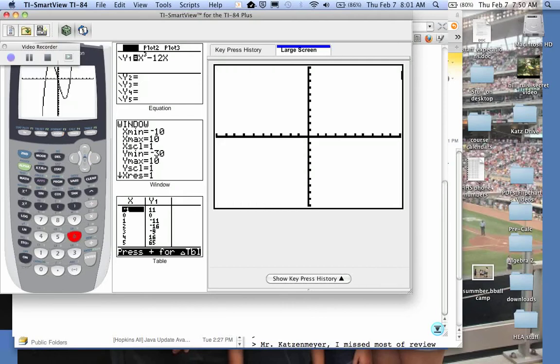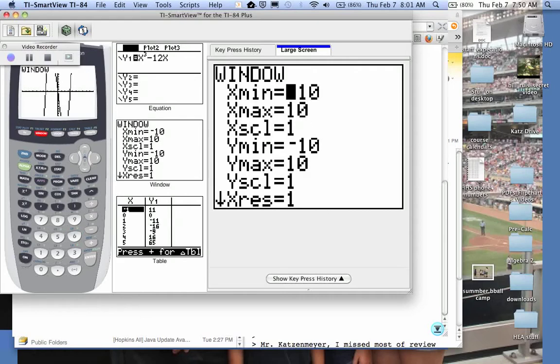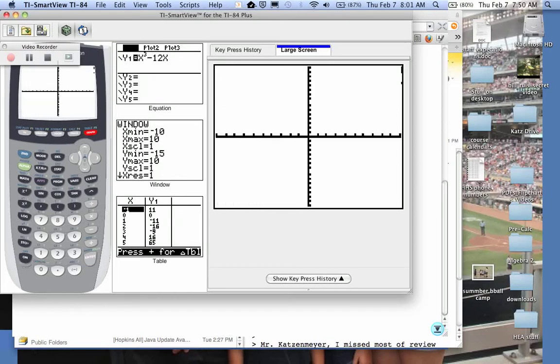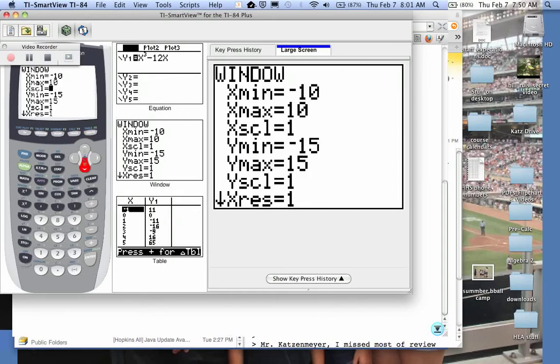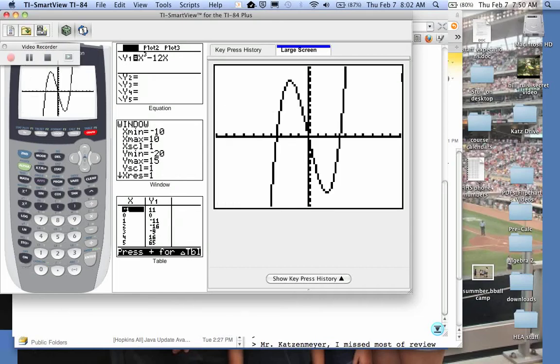Zoom standard. Okay, so, oops. Stretch that. Oh, need a little more. Make the x-axis up 5. I need to just get y value. Okay, so this is what the picture looks like.